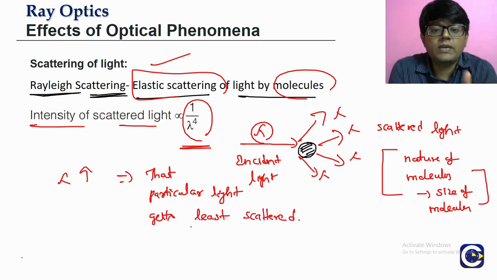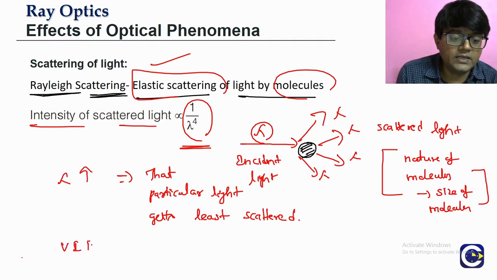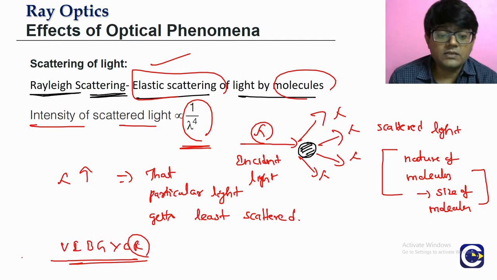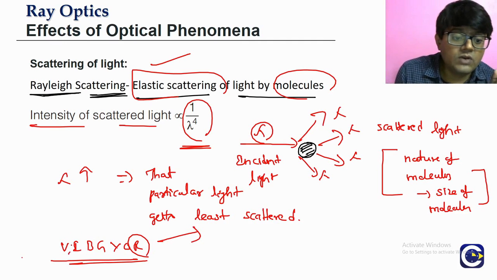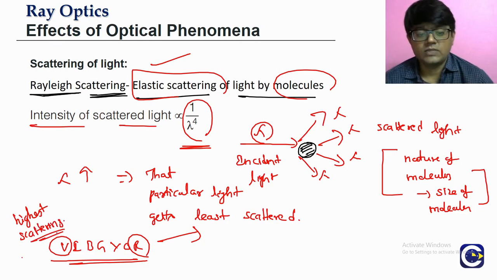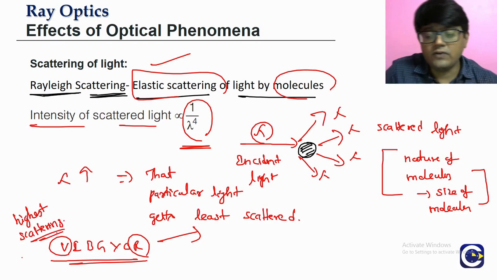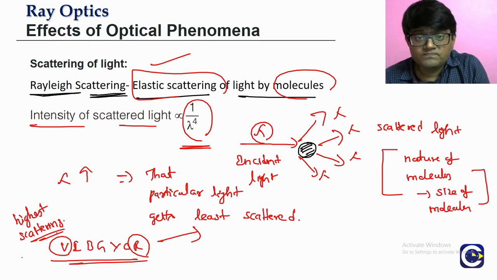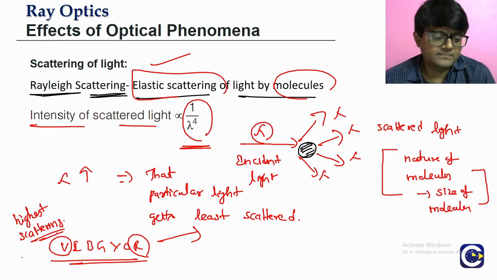If you look at the visible colors, which go from violet, indigo, blue, green, yellow, orange, red, which has the highest wavelength? Red has the highest wavelength, which means red gets least scattered. Which will undergo the highest scattering? Violet will undergo the highest scattering. So the observation from the Rayleigh theory of elastic scattering is that for light with a lower wavelength, scattering will be more, and for light with a higher wavelength, scattering will be less.